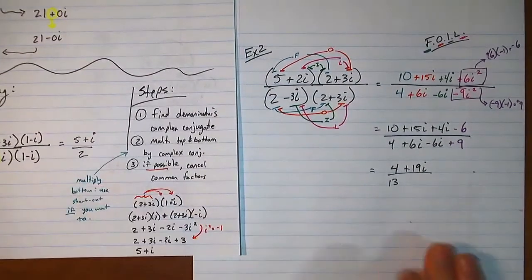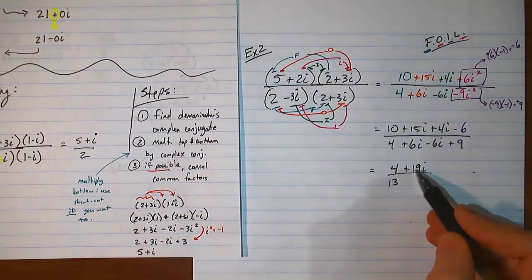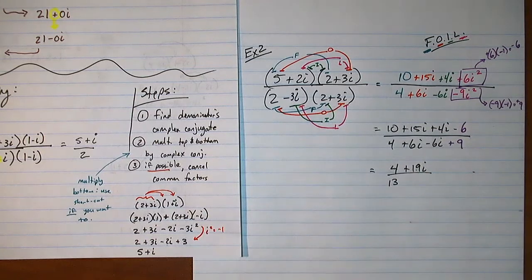Okay. I do a quick double check to see if I have common factors. So remember, for common factors, all 3 numbers have to be divisible by the same thing. And there is nothing that divides all 3 of them except for 1. And that doesn't really help. So I am done. That's my answer: 4 plus 19i divided by 13.